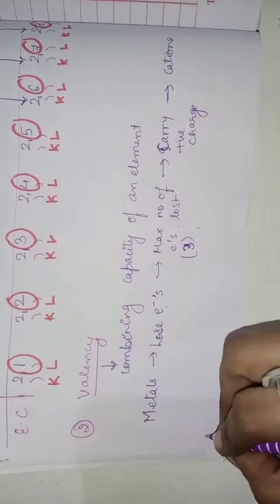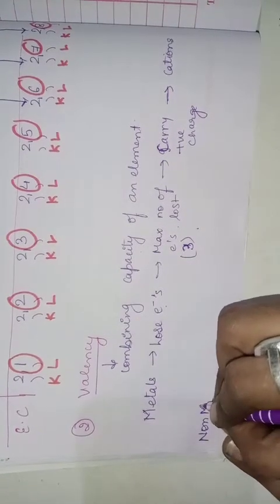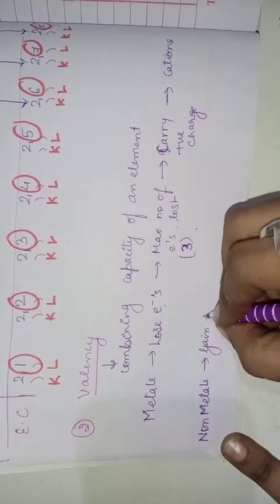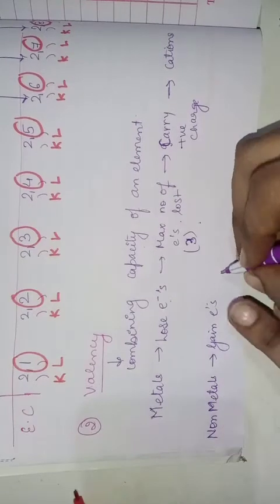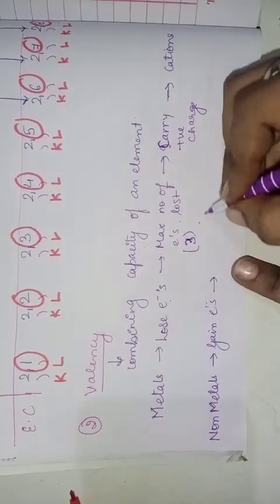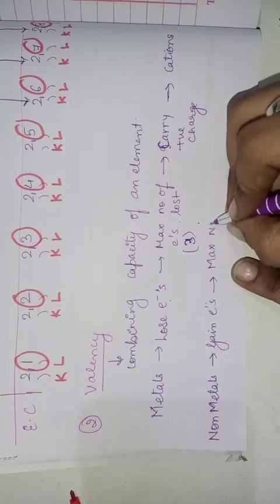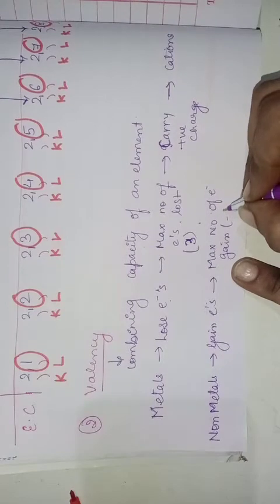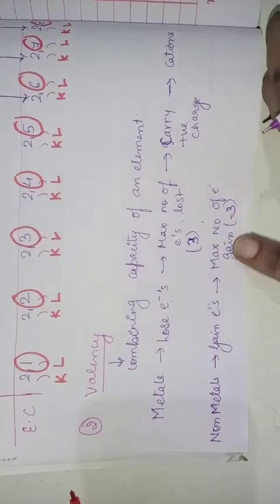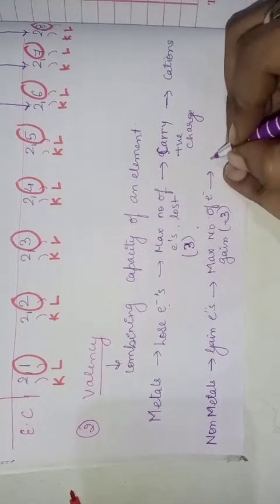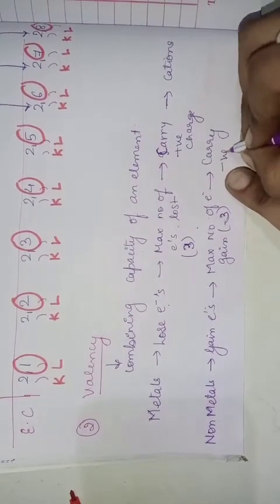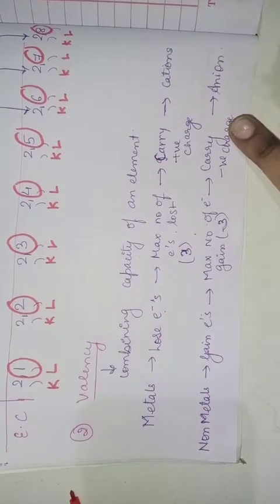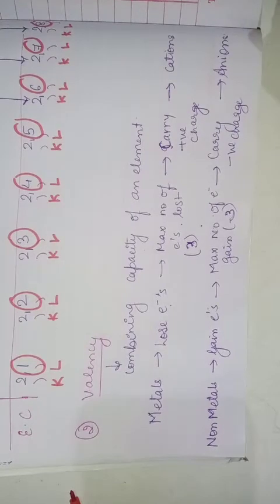Now let us discuss certain properties of non-metals. Non-metals, children, tend to gain electrons. When they gain electrons, the maximum number of electrons gained is also 3. They can gain up to 3 electrons. What type of charge do they carry? They carry a negative charge, and they are known as anions. Okay, children, this we have to remember.